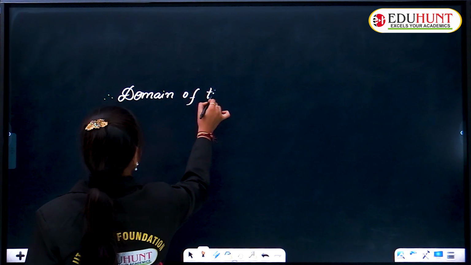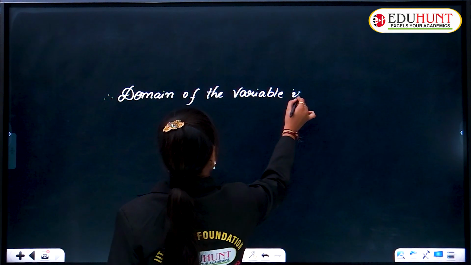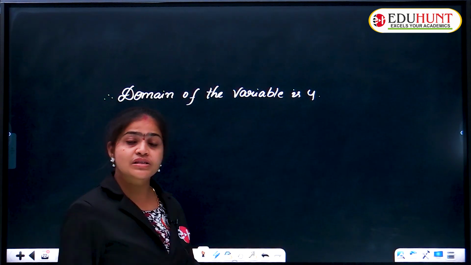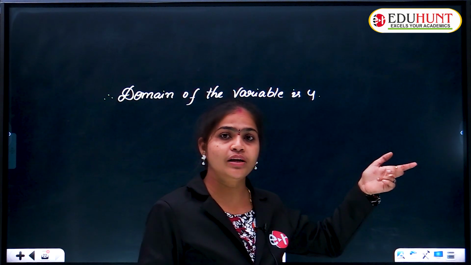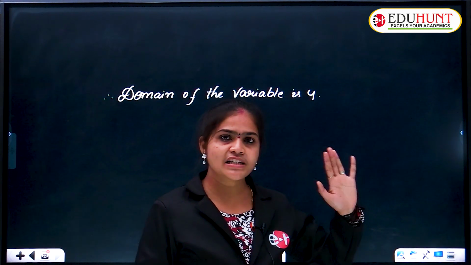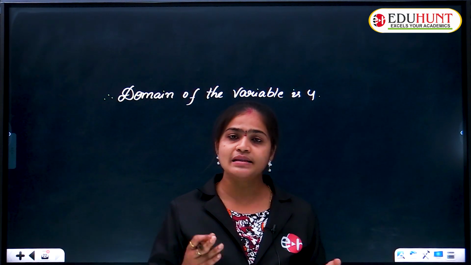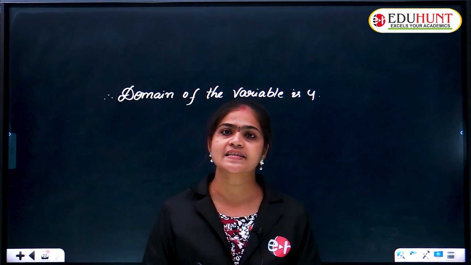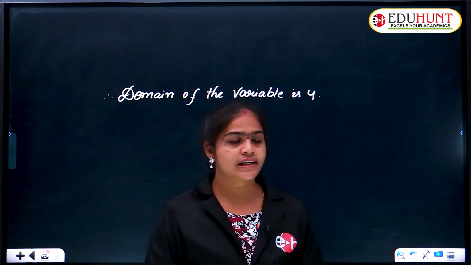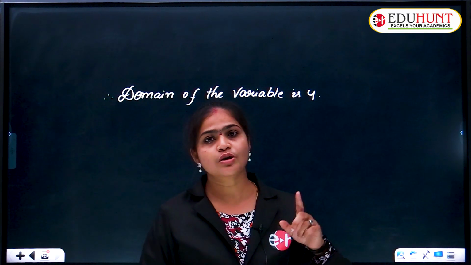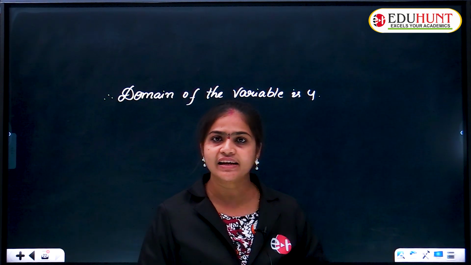Domain of the variable is 4. Children, here you may have a doubt. Still one more number is there, no? What is that leftover number? 5 is there. If we substitute 5 in place of x, is there any possibility to get LHS equal to RHS? If you have that doubt, see children, that is not possible. Why? Because 4 already satisfies the given equation.